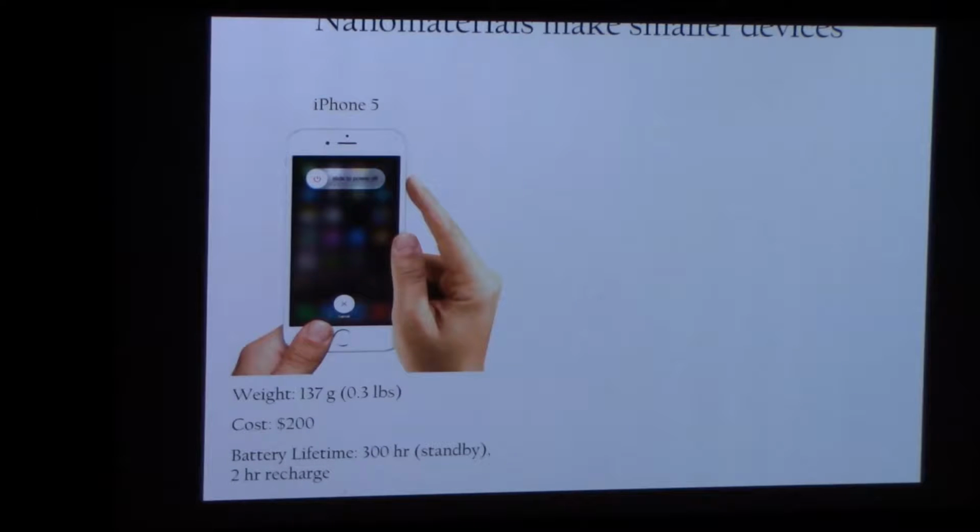So you may wonder, if we have the ability to make nanomaterials, and they do have these different properties, what can we use them for? Maybe the simplest example to point out is that nanomaterials allow us to make smaller devices, as you may expect. So here's an image of the iPhone 5. It weighs about 0.3 pounds, costs roughly about $200 today. And while we may not be so pleased with the battery lifetime, it's rated at 300 hours for standby, and it takes generally about 2 hours to recharge your iPhone.